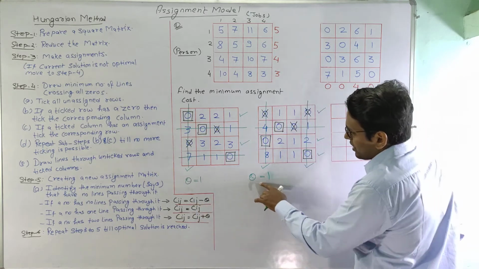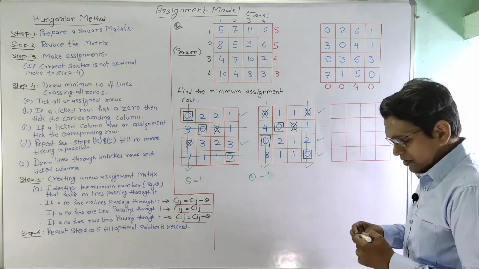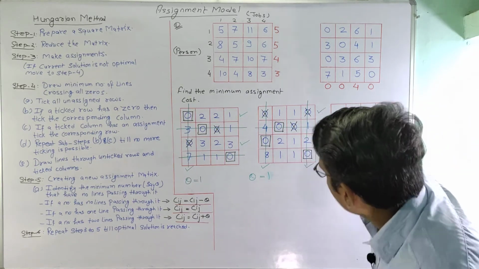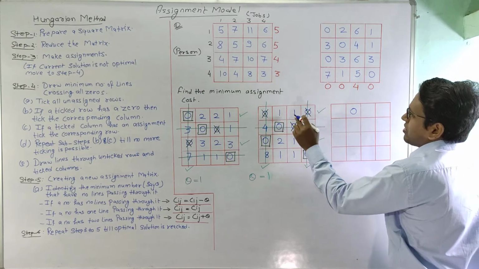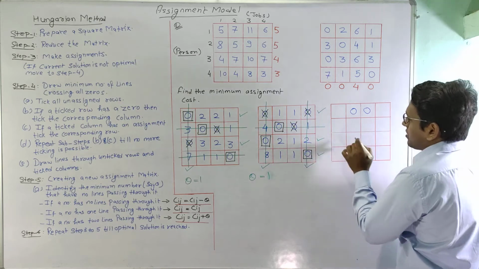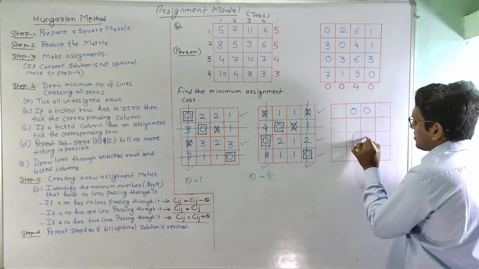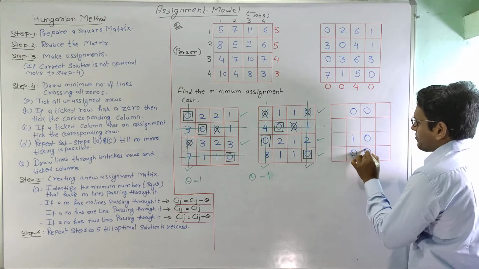As we know that theta is 1, this is 1 minus 1, so this will be 0. Similarly for this, 1 minus 1 is 0. Here 2 minus 1 is 1. Here 1 minus 1 is 0. 1 minus 1 is 0. 1 minus 1 is 0.